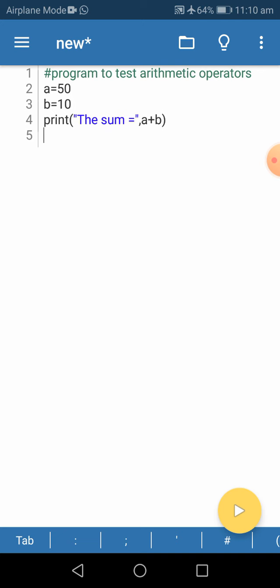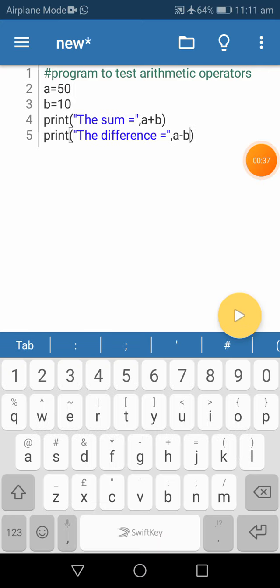Okay children, first the a value is given as 50 and the b value is given as 10. The first one is we are going to print the sum value using the print command. The sum is, here the expression is a plus b. The next one is difference, that is subtraction, so using the expression a minus b.